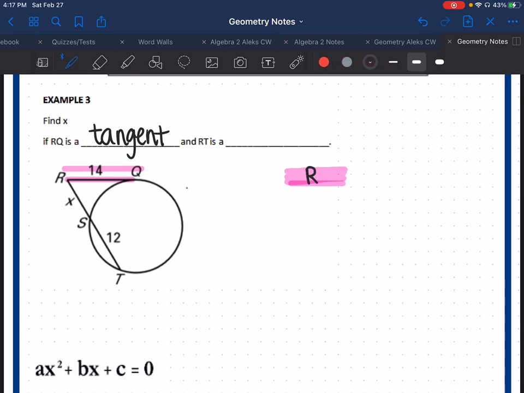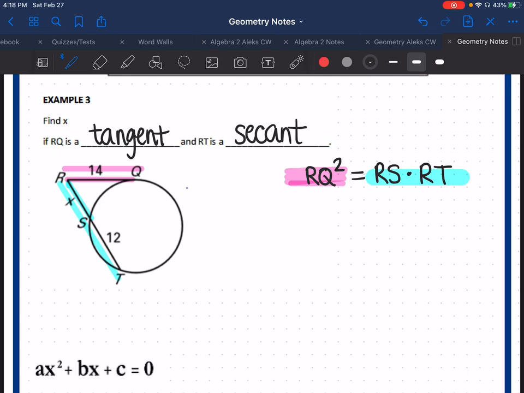So I'm going to take RQ and I'm going to square it. That's what the theorem is telling me. The other side, RT, is my secant, and I know it's my secant because it's going inside of my circle. I'm just going to highlight it like we did up above. So I'm going to put my blue, and what I'm going to do is multiply RS times RT. That is what the theorem is telling me to do.